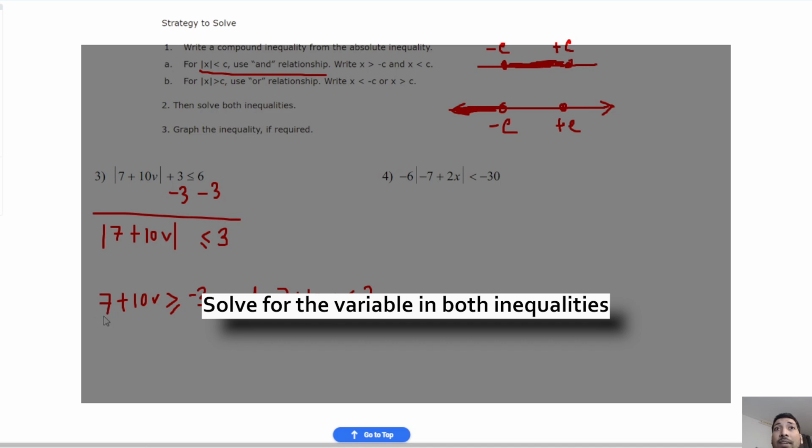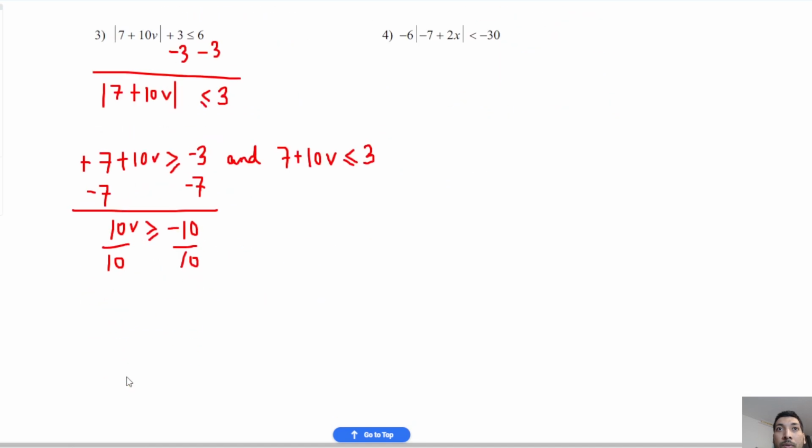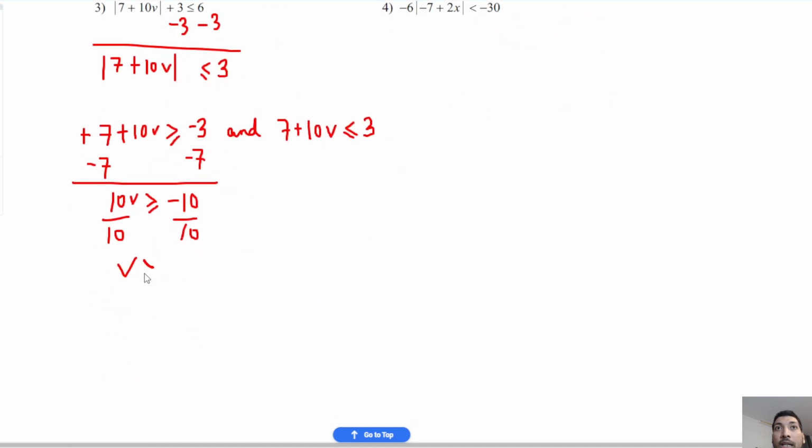So first we take this 7 to the other side. We subtract 7, since this is a positive 7. By subtracting 7, we get 10v greater than or equal to -3 minus 7, that is -10. And then we divide both sides by 10. We get v greater than or equal to -1.